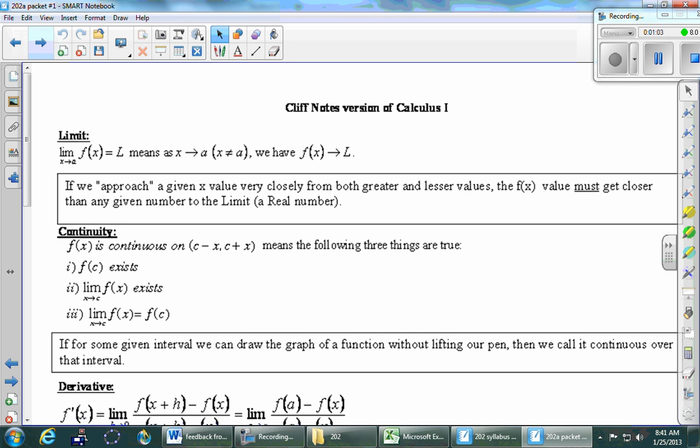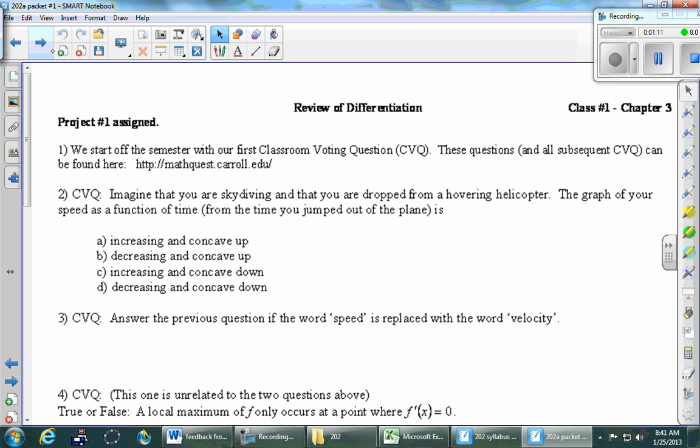On page 5 is our Cliff Notes version of Calculus 1. You might take a look at that to refresh your memory on some of the things that we looked at last semester. And we begin officially, I think it's on page 6. Okay, so project number 1 is assigned.